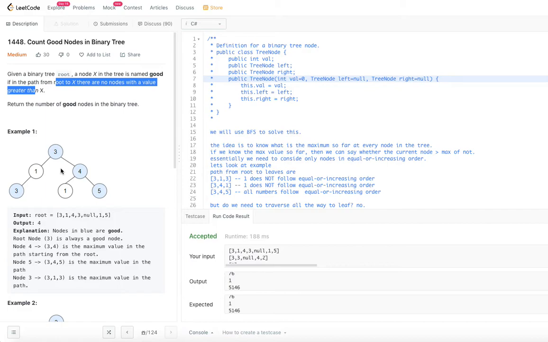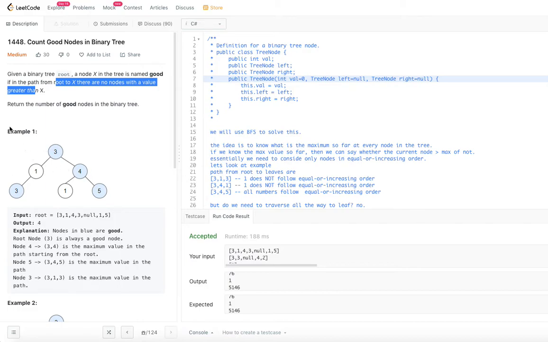Okay, so that is how we have to understand it. At any given point in time, we care about the maximum value that we have seen so far. If the current node is greater than or equal to the maximum, then we are good. If we check that, we actually don't need to go through the entire path.